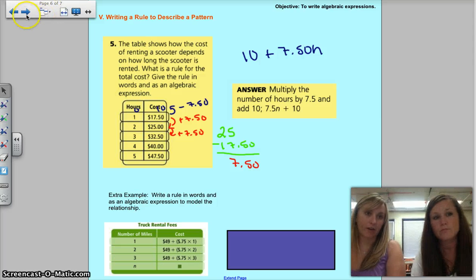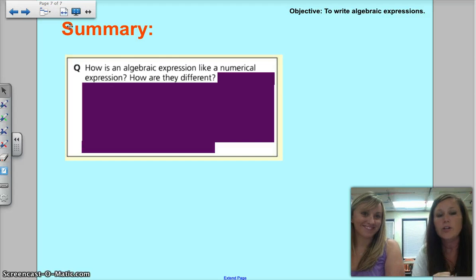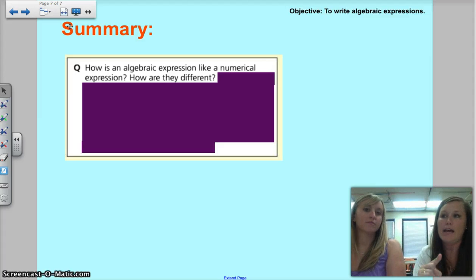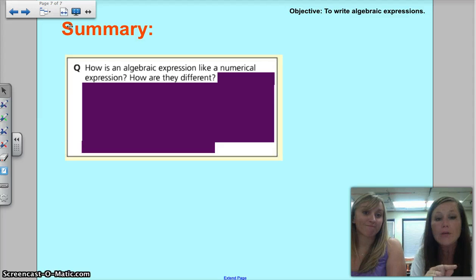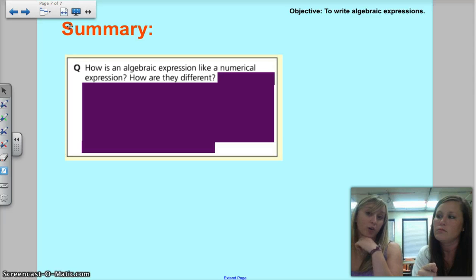Here's what you're going to do. Tomorrow when you come to class, actually, I'm just kidding because we're in class right now probably. We're going to take time to discuss this as a table with your table partners. So how is an algebraic expression like a numerical expression, and how are they different? Food for thought, friends. So think about it on your own. Tomorrow you're going to talk about it with your partners.